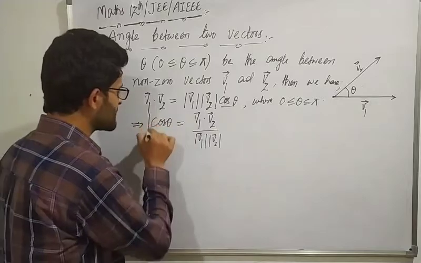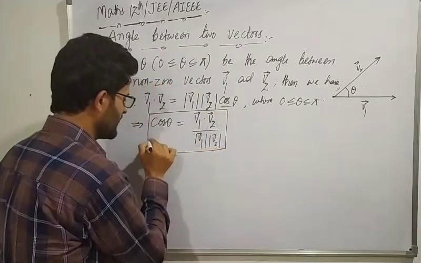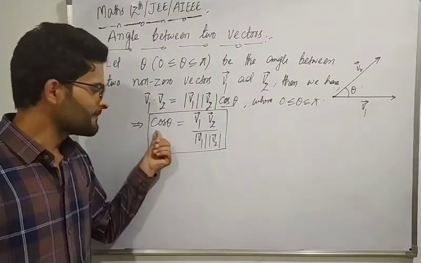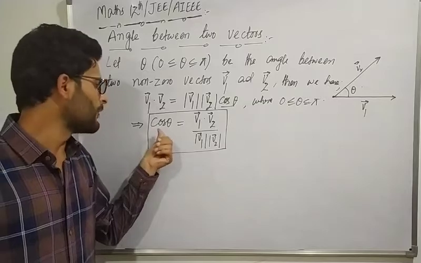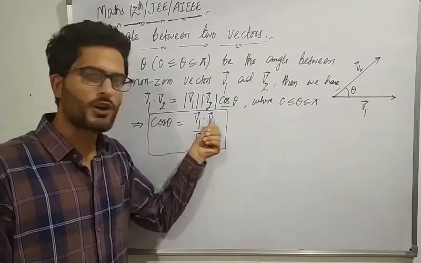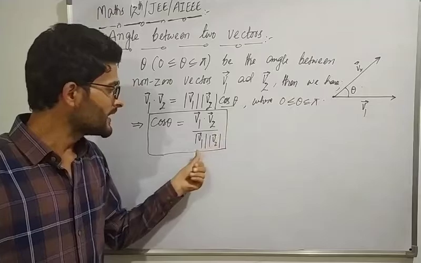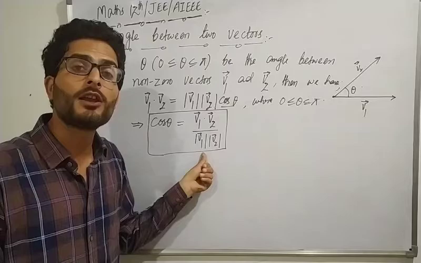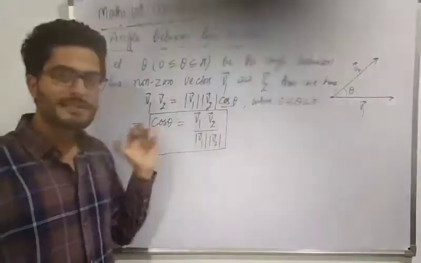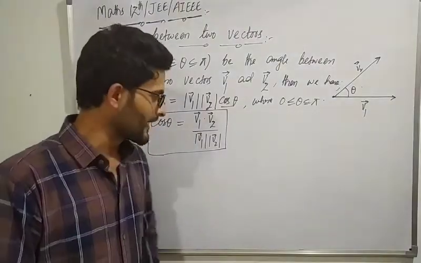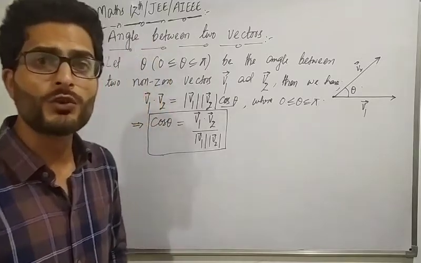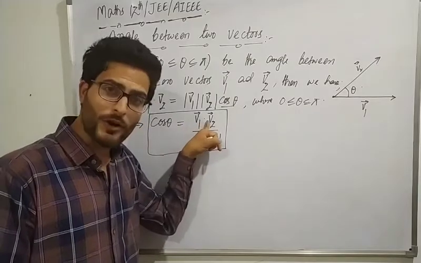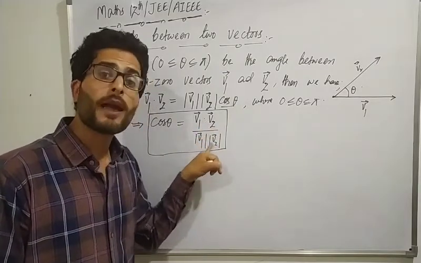This would be the expression for calculating the angle between two vectors in general. When vectors are generally represented, then the angle between them can be written in the form cos theta is equal to v1 dot v2, that is their dot product, divided by magnitude of v1 into magnitude of v2, that is the product of their magnitudes. Means the cosine of angle between two non-zero vectors is equal to the ratio of their dot product to the product of their magnitudes.